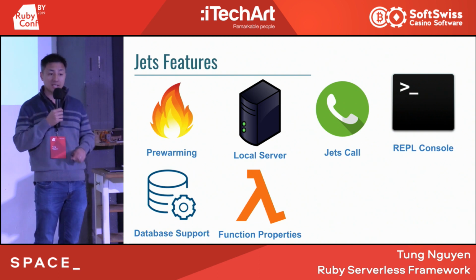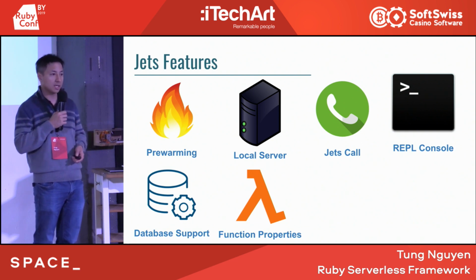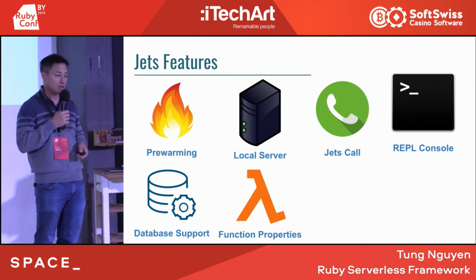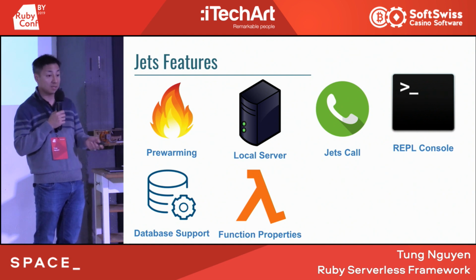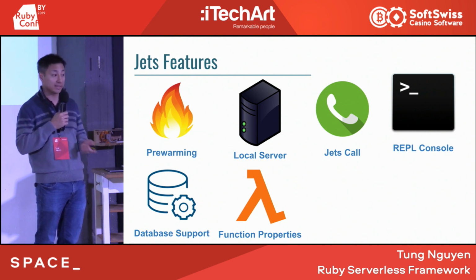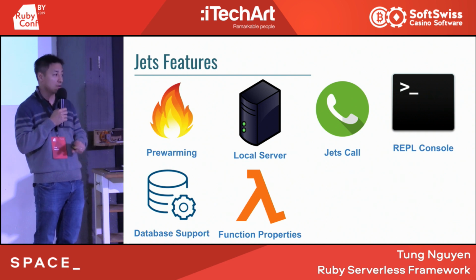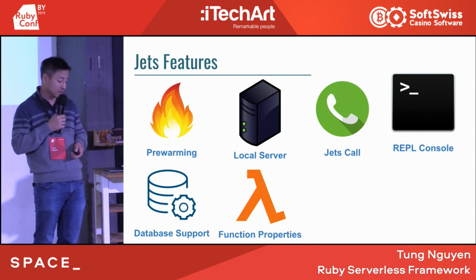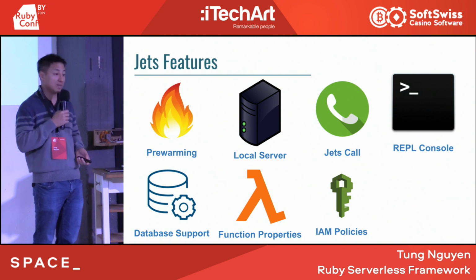Function properties. I didn't cover this much for the sake of time, but essentially functions can be configured with properties like memory, how much memory a function has, environment variables, what the timeout is. And you can actually configure all of this with a Ruby DSL. So it's pretty cool.